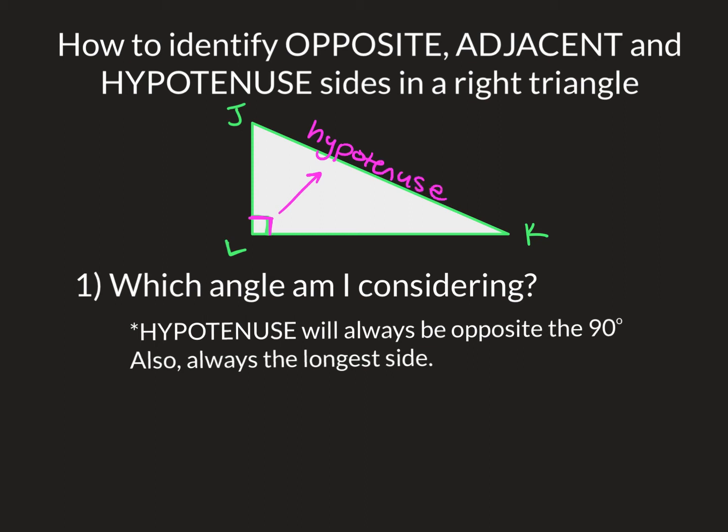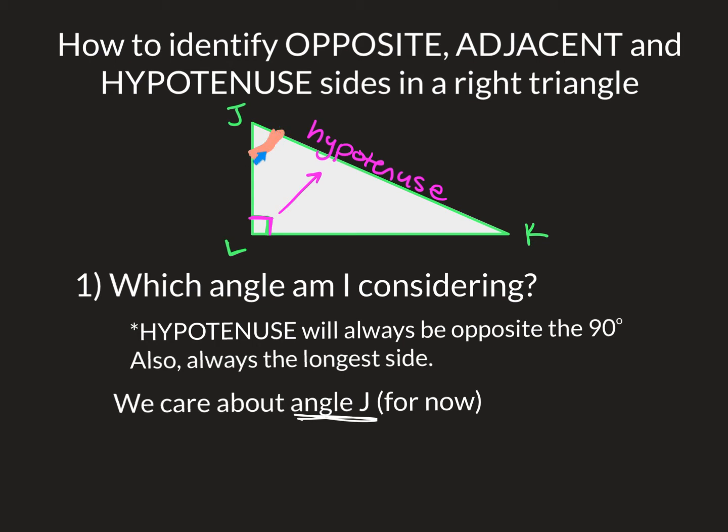Okay, let's say that for right now, we care about angle J. That means that this is the angle that we care about. Nothing else really matters to me. Anyways, angle J is what I care about.